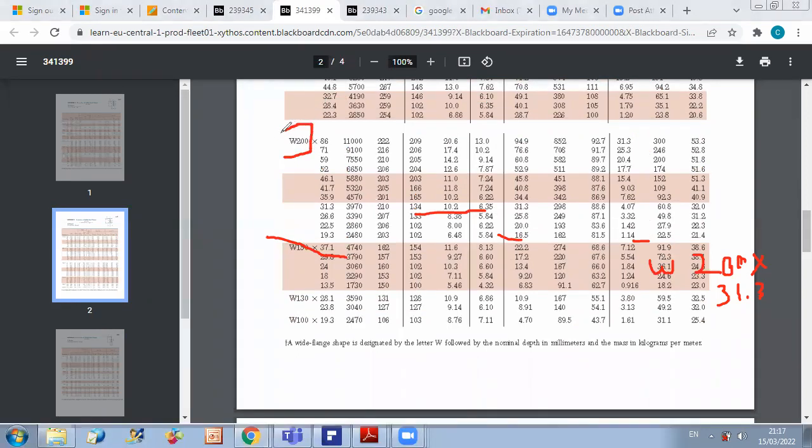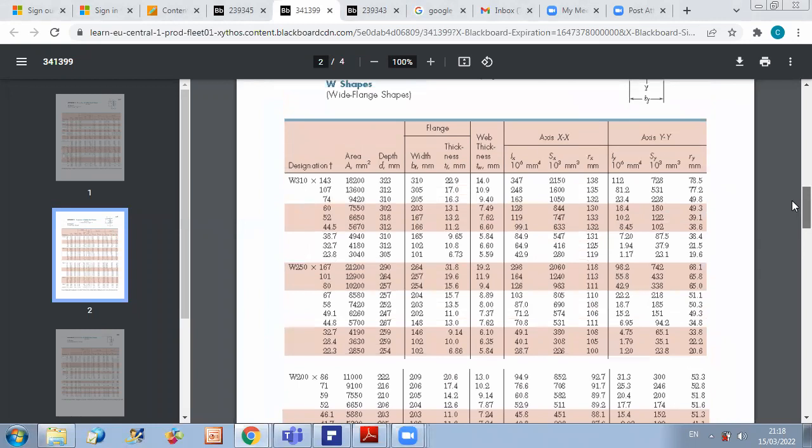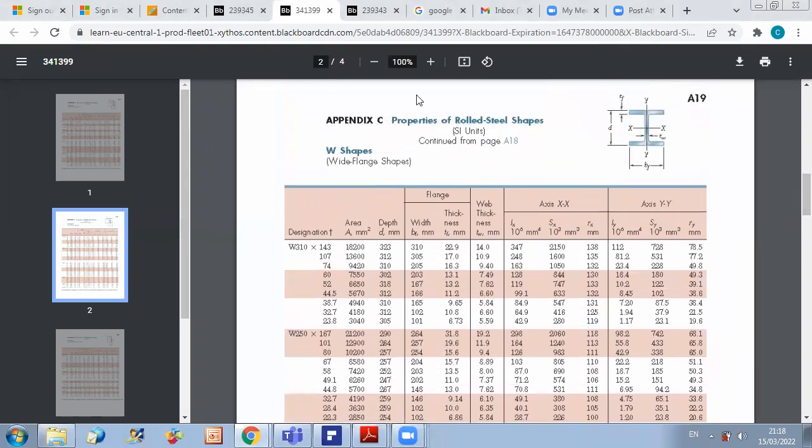Now we have W200 times 31.3. So the second number is 31.3. So this is the line we are searching for. Okay. And which value will we select among all of these values? We have to go here to know what we want. We just want the inertia about this axis. This is all that we care for from this table.